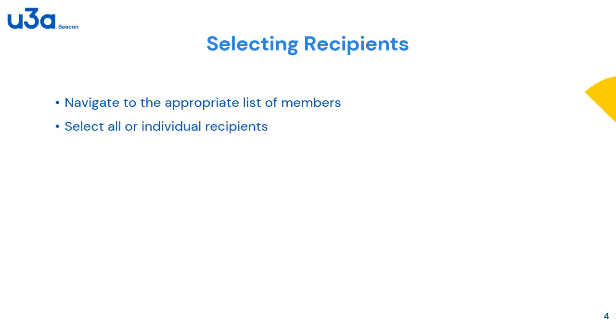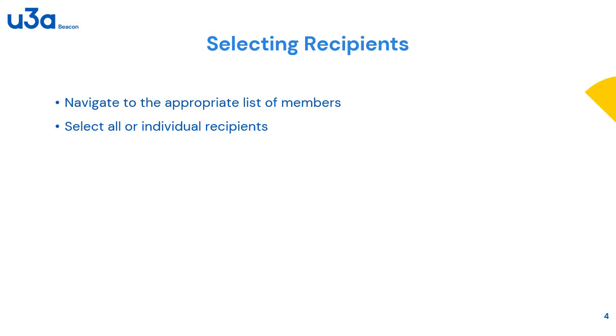The first step in sending an email from Beacon is to select the people it's being sent to. From the home page, navigate to the relevant list of members. For example, if you're a group leader, this would be the members of your group. Select the names of the recipients.